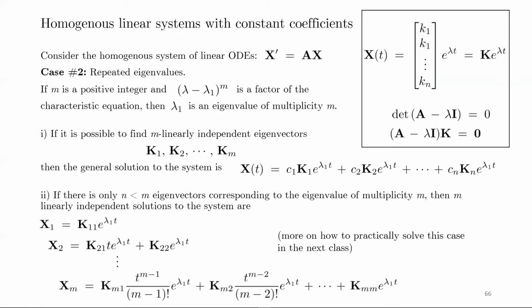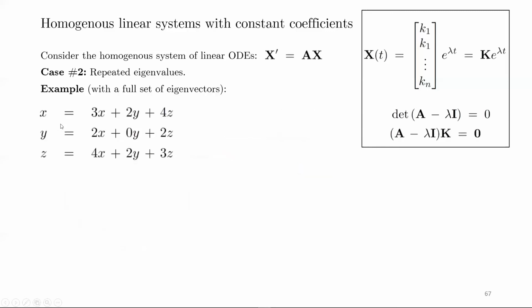So for now, what we're going to do is look at case 2, where we have repeated eigenvalues, but we're going to look at a case where we can find a full set of eigenvectors. So this example here, I'm going to claim, is going to have repeated eigenvalues, but we're going to be able to find a full set of eigenvectors. I have a system of 3 equations here.